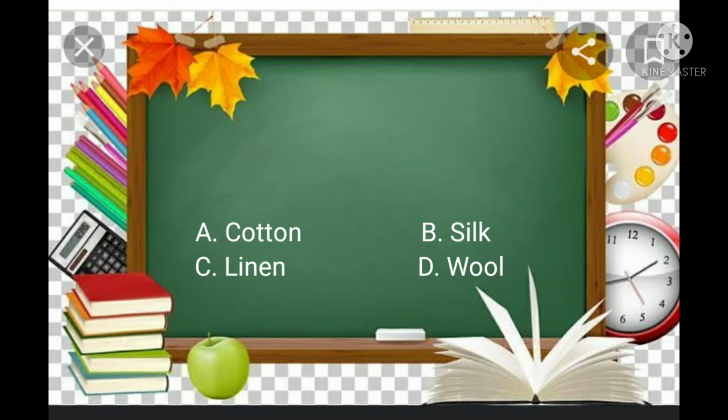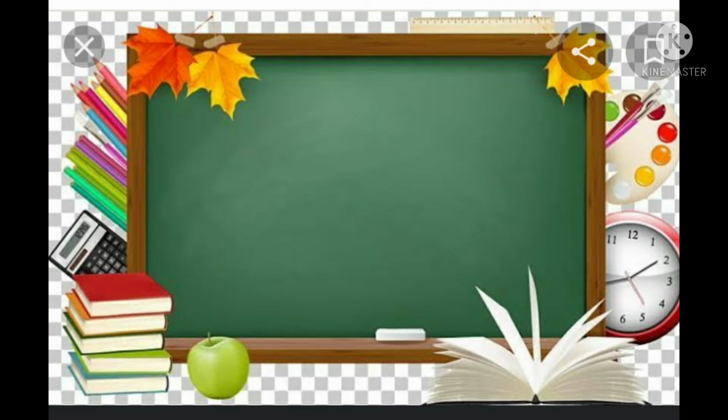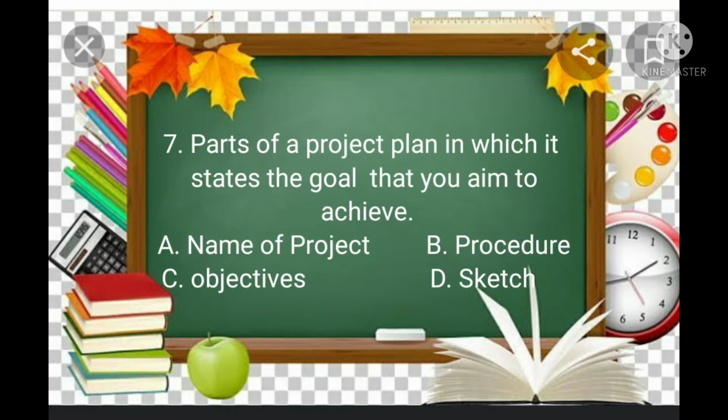Number 6. It is a list of tools or materials that you already have. In what part of the project plan is it? A. Evaluation. B. Procedure. C. Materials and tools needed. D. Sketch. Number 7. Part of a project plan in which it states the goal that you aim to achieve. A. The name of the project. B. The procedure. C. The objectives, or D. The sketch.